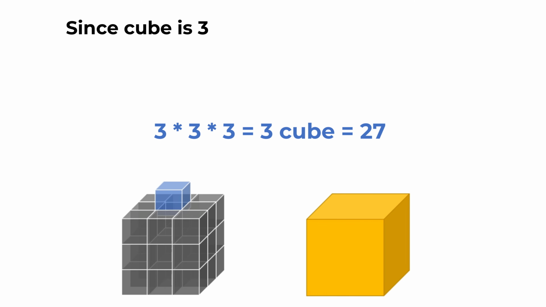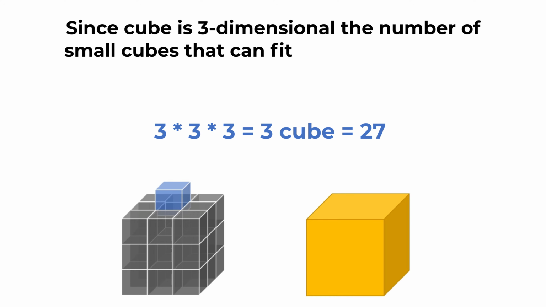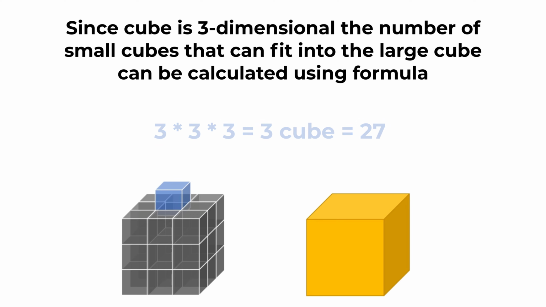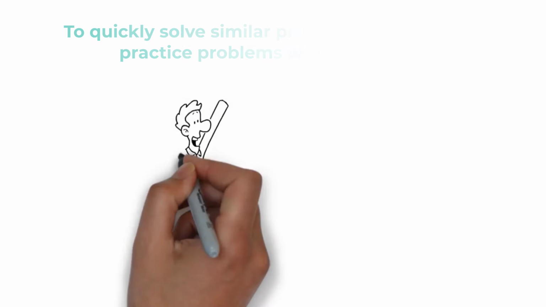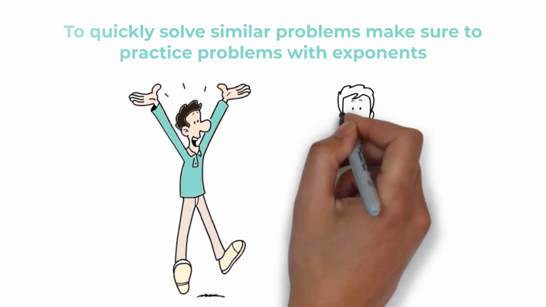Since a cube is 3-dimensional, the number of small cubes that can fit into the large cube is calculated using the formula 3 multiplied by 3 multiplied by 3 equals 3 cubed equals 27. So the correct choice here is choice C, 27. Hopefully you've nailed this question and now know how to answer similar problems on the test.